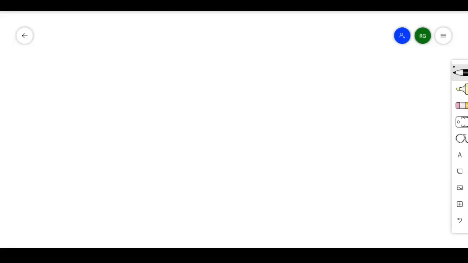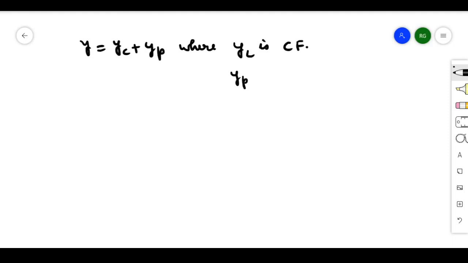y = yc + yp, where yc is the complementary function and yp is the particular integral. Okay, and what is yc?